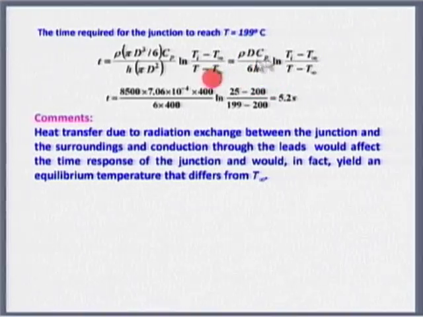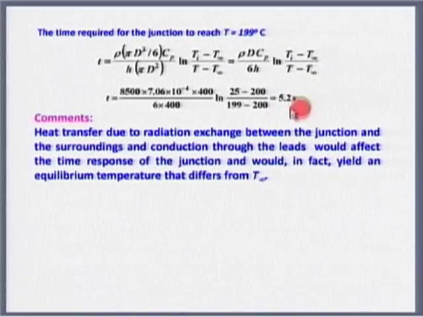So, if I substitute all the values I have, that is diameter, density, C p, heat transfer coefficient and the initial temperature, but I want the final temperature as 199, you see my required time is 5.2 seconds. This is what I was saying. It generally requires 3 to 4 time constants before it reaches the maximum temperature. Our time constant was 1 second. Now, it took 5.2 seconds before it could reach 199.